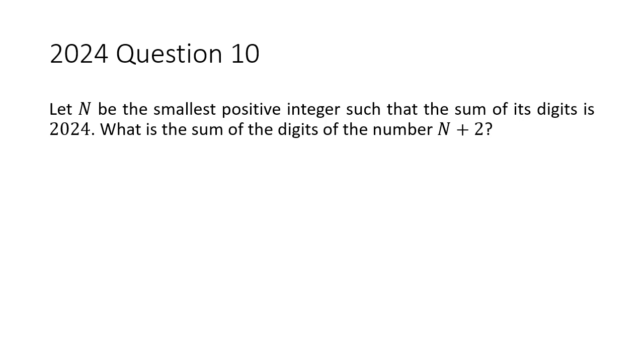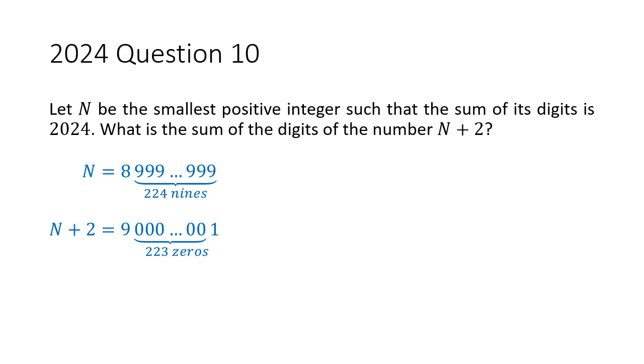So to make this n as small as possible, we would want the digits to be as big as possible so that there are fewer digits. So if all the digits are 9, that would be nice. Of course, 2024 is not divisible by 9. It has a remainder of 8. Therefore, n would be 8, 9, 9, 9, 9, 9, 9, and so on, with 224 nines in total. And if we add 2 to that, the number will be 9, 0, 0, 0, altogether 223 zeros with a 1 behind. So the digital sum of n plus 2 is just 10, and that's our final answer.